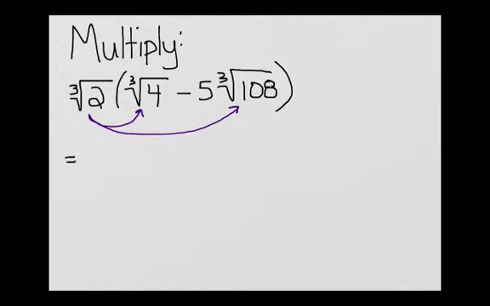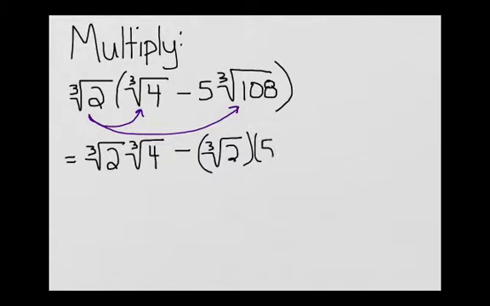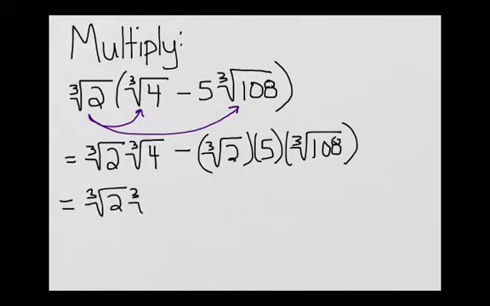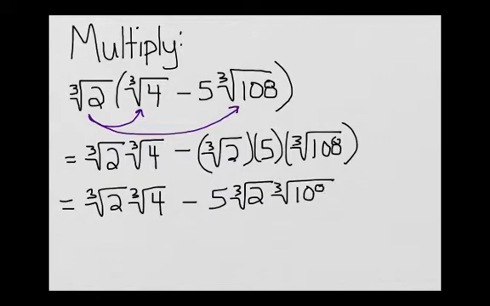And this is going to give us the cube root of 2 times the cube root of 4 minus the cube root of 2 times 5 times the cube root of 108. Now in the second term, we're going to rewrite that term so that the radical terms are next to each other. So that's going to give us 5 times the cube root of 2 times the cube root of 108.